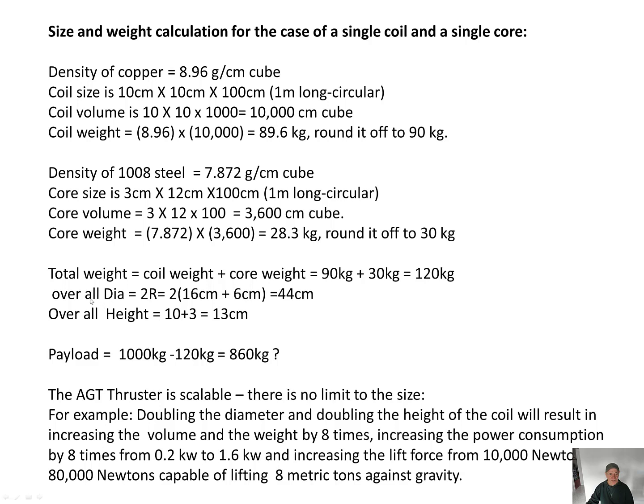The overall diameter is 2 times the radius, so it's 2 times 16 plus 6 centimeters, which is 44 centimeters. The overall height is the height of one coil plus the height of one core, which is 13 centimeters. Payload: it can lift 1,000 kilograms, but the weight of the device is 120 kilograms, so it leaves 860 kilograms as the payload. The AGT Thruster is scalable.